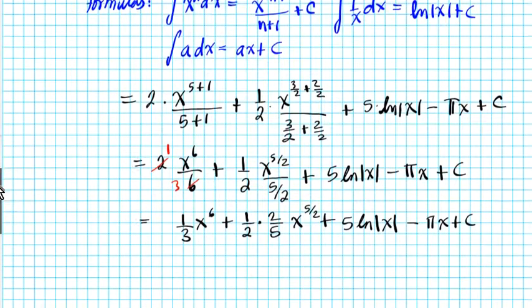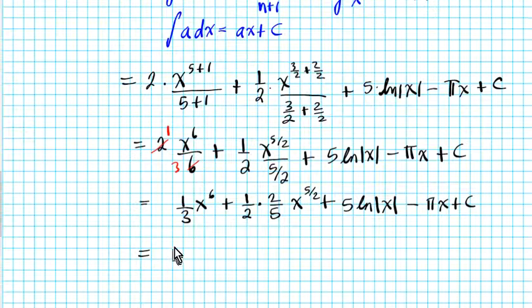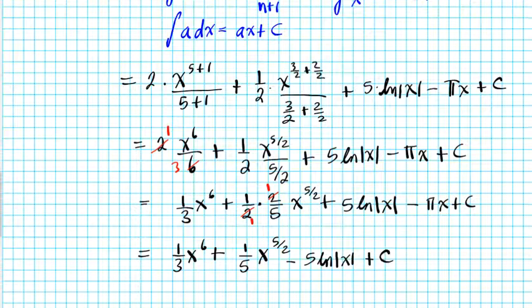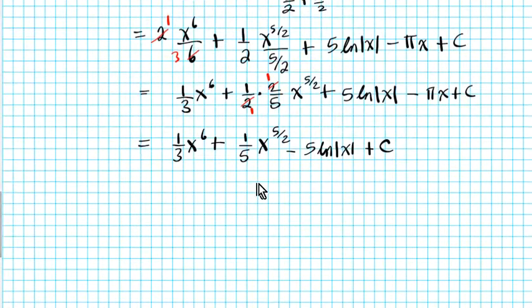To finish this off, we'll just simplify the middle term. So we have 1/3 x to the 6th power plus, these two 2's can divide out. 2 goes here 1, 2 goes here 1. So we have 1/5 x to the 5/2 minus 5 ln x plus c. Now this is one way you can write the answer. There's another format that you can write the answer in for the integral of y dx, which is writing this as a radical.